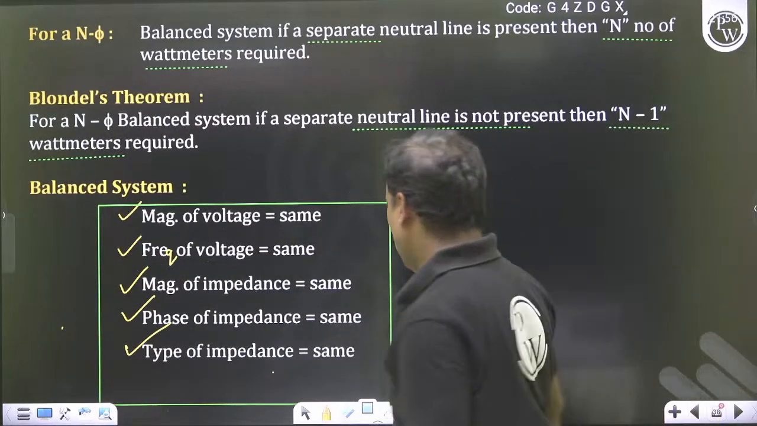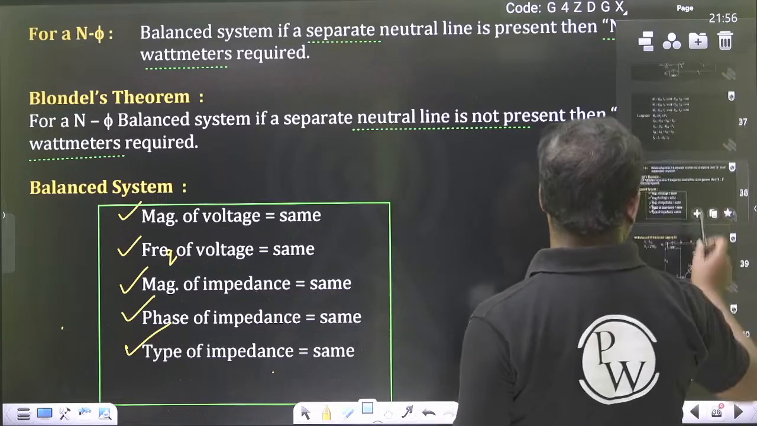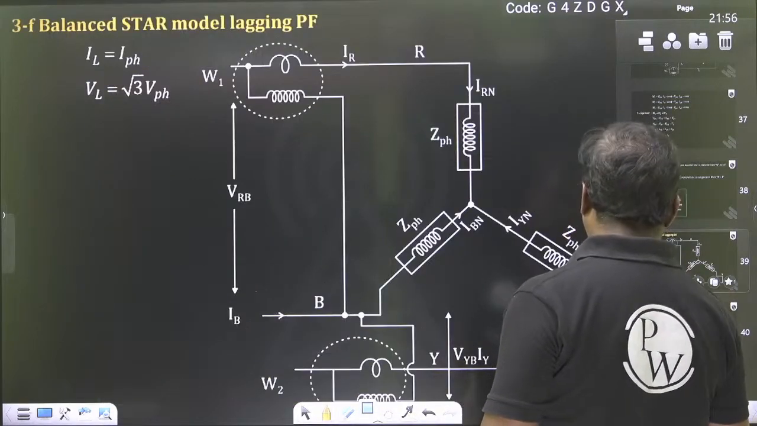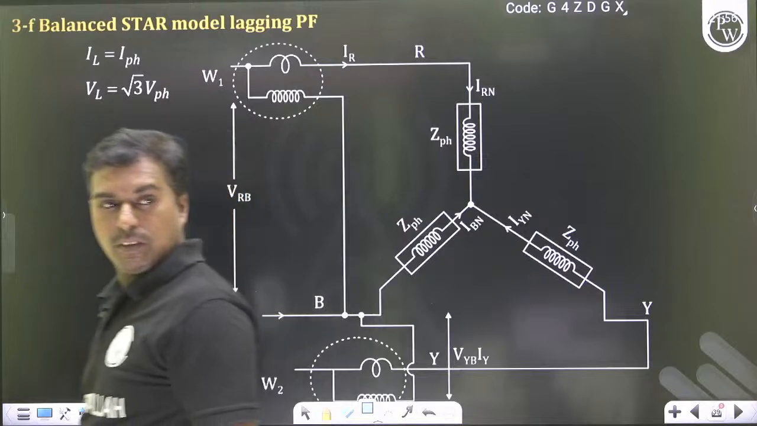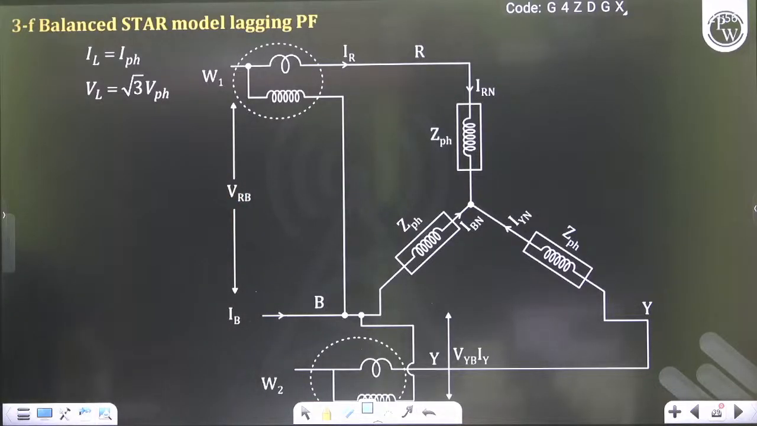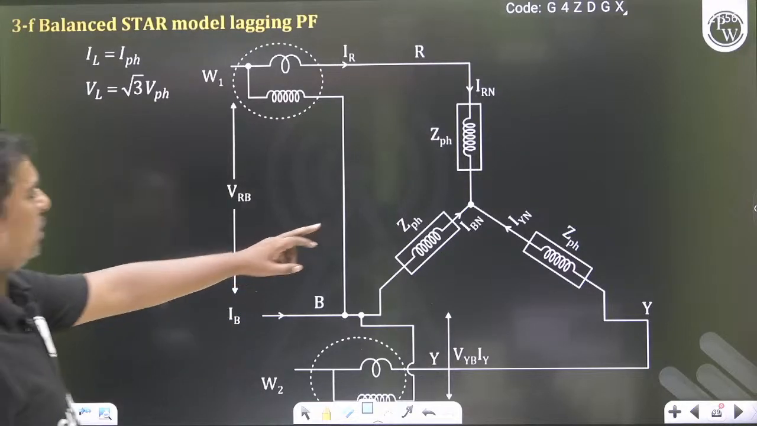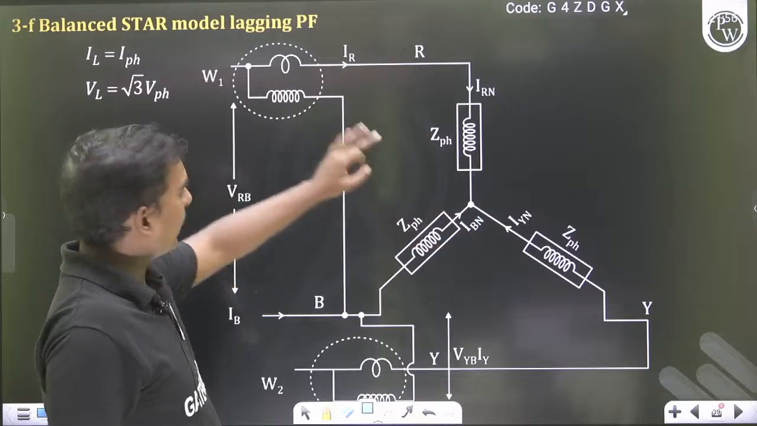Now let us see here, if I'm using the 2 wattmeter method, this is the diagram. Separate neutral line is not present, so I can use 2 wattmeters.